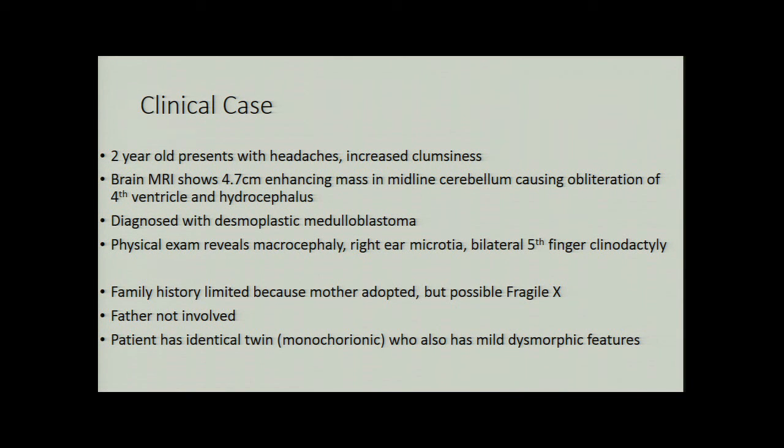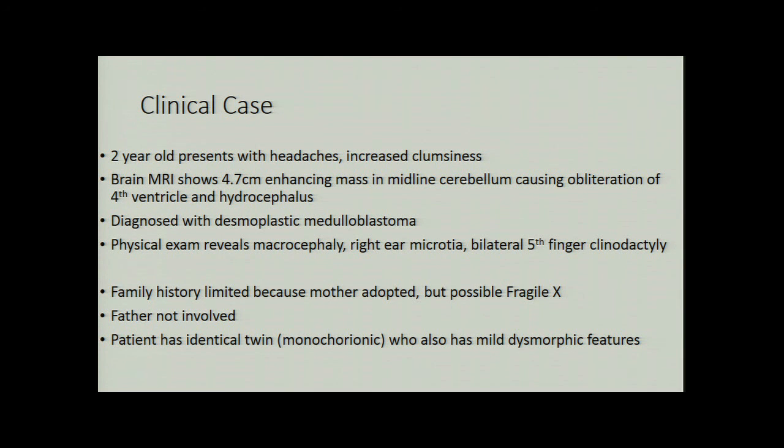Eventually, it ended up being a desmoplastic medulloblastoma, which is a rare type of cerebellar tumor. Turns out that she had developed this macrocephaly way before she had developed the tumor. She had right ear microtia. She was born with an ear that was smaller on one side, and she had curving of the fifth finger bilaterally. Subtle symptoms that you can detect early on.